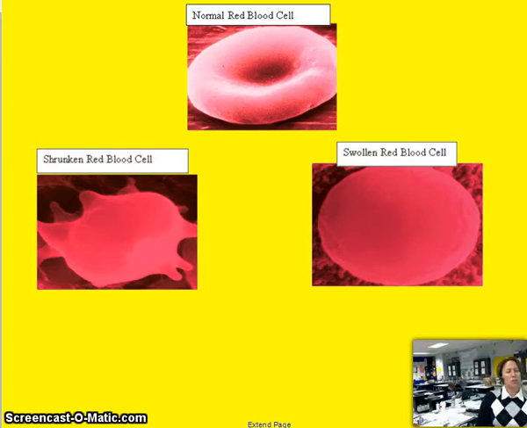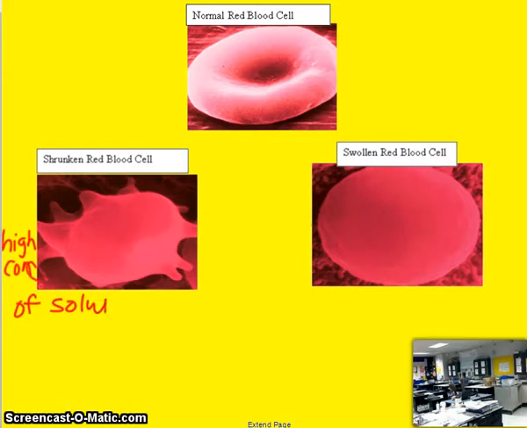But the top picture here shows you what a normal red blood cell looks like. Here you have a shrunken red blood cell, and the reason it would shrink is that it would be surrounded by a solution that is a very high concentration of solute relative to the inside of the red blood cell. So if there's a high concentration on the outside, water will leave the blood cell in an attempt to equalize the concentrations, and so the blood cell shrinks.